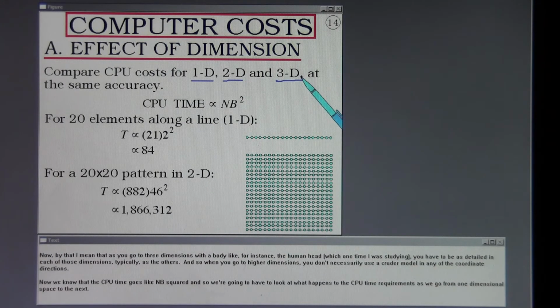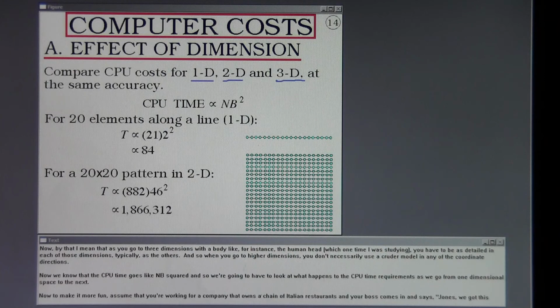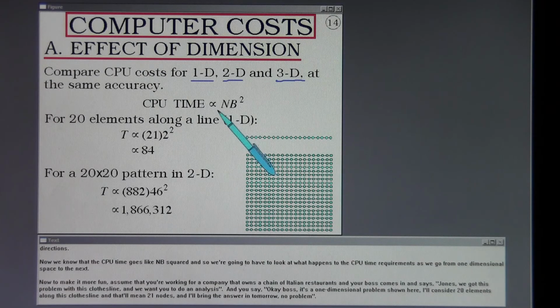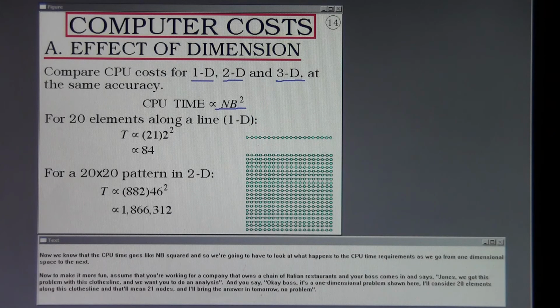Now, by that I mean that as you go to 3 dimensions with a body like, for instance, the human head, which one time I was studying, you have to be as detailed in each of those dimensions typically as the others. And so when you go to higher dimensions, you don't necessarily use a cruder model in any of the coordinate directions. Now, we know that the CPU time goes like NB squared, and so we're going to have to look at what happens to the CPU time requirements as we go from one dimensional space to the next.